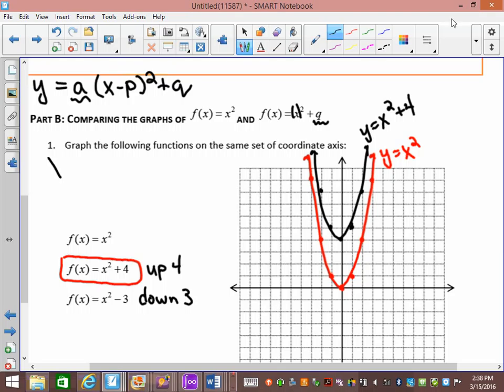This is called a vertical translation, because it translates the graph either completely up or completely down. If you don't have a q value at the back, or any value at the back, then you have no translation. That's all.